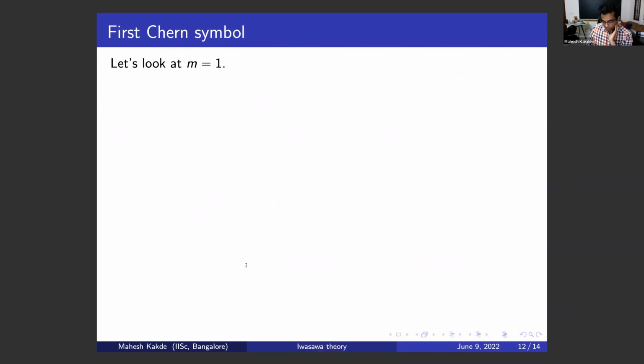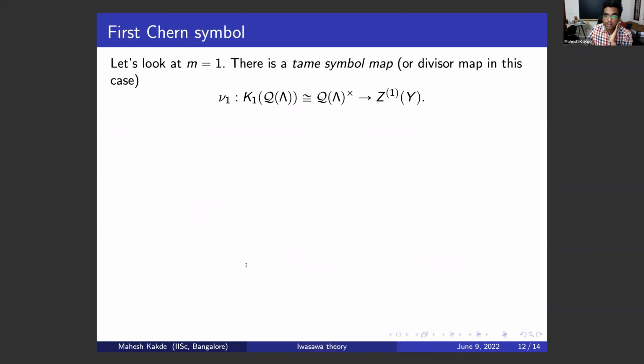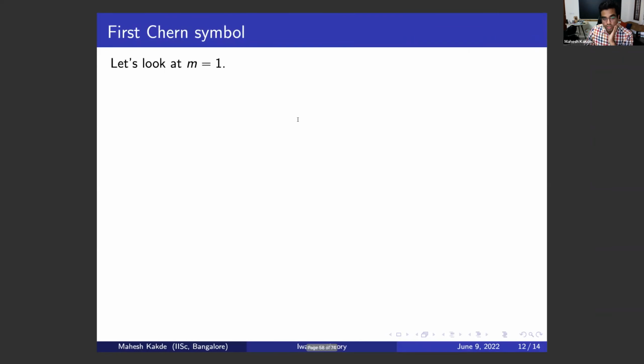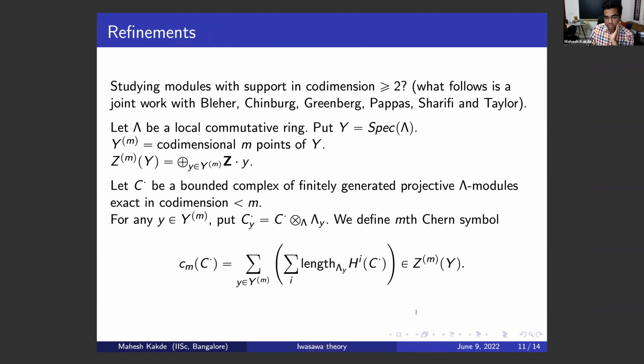Now let's look at what the first Chern symbol is and how it's related to the things that we had been talking about earlier. There's the tame symbol map from K_1. In this case, by the way, there are no higher K groups, or there are no K groups at all.